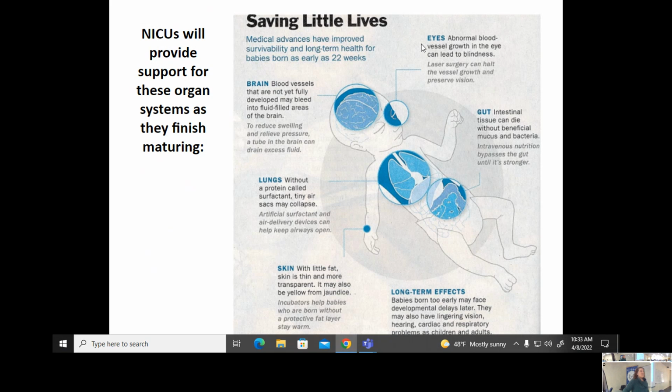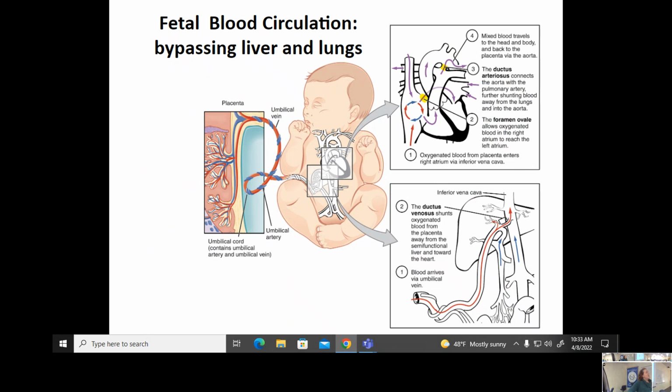A lot of times their eyes didn't develop as well, and they'll need tiny glasses, which have come a long way since I was a kid. Like now you have cool tiny glasses for tiny children, mini glasses.